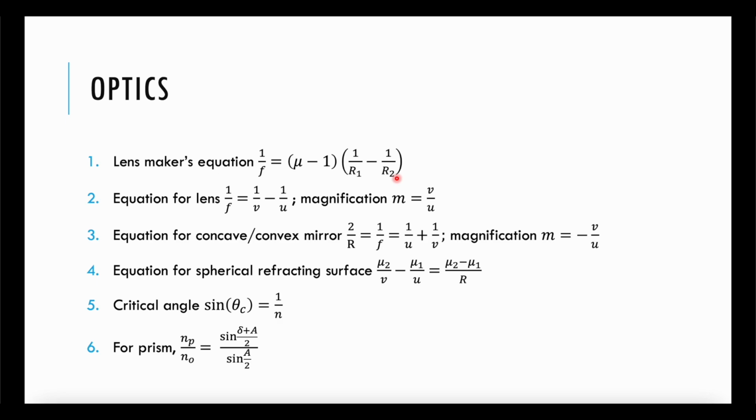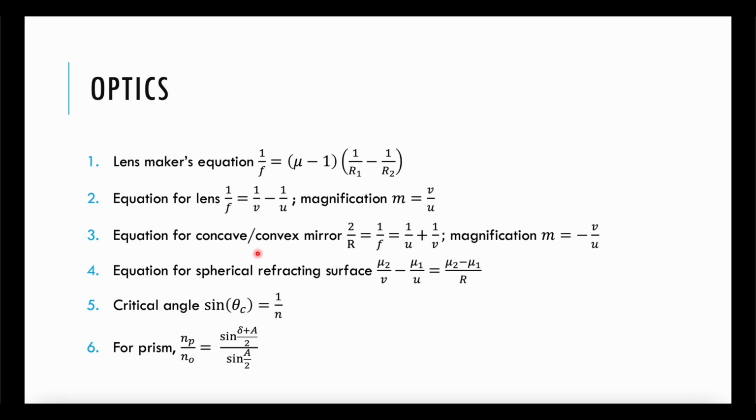And by the way, the power of a lens is basically 1 by f. So remember this if they ask you to calculate some power or something. This is quite a useful formula actually. And the equation for a lens is 1 by f is equal to 1 by v minus 1 by u. V is the image distance, u is the object distance, and in the case of a lens, the magnification formula is v by u.